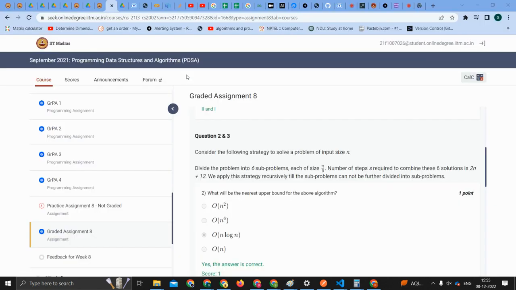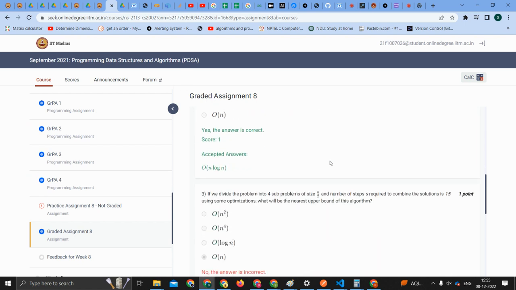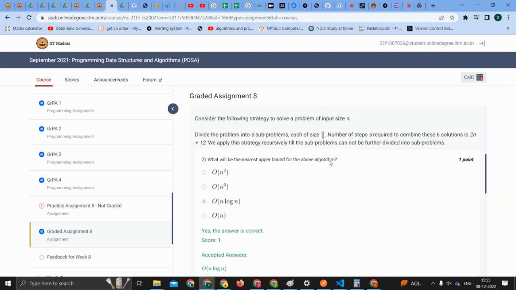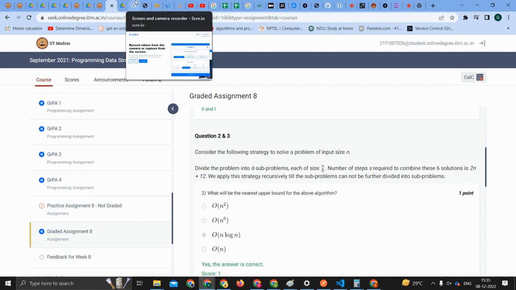The question is S number of steps. So does it not really amount to the height is S? No. We are talking about the time complexity, right? That's the same thing. 2n plus 12 is the time taken to combine. That's what it is given. Don't confuse much about that.